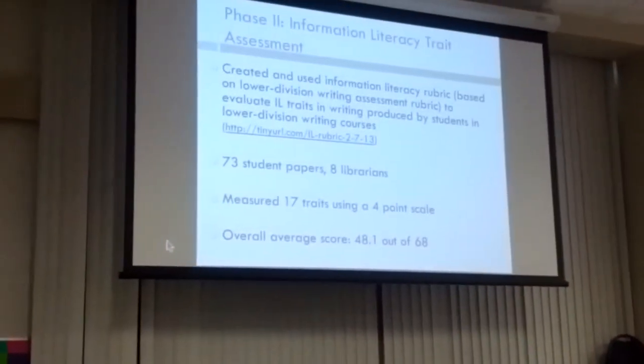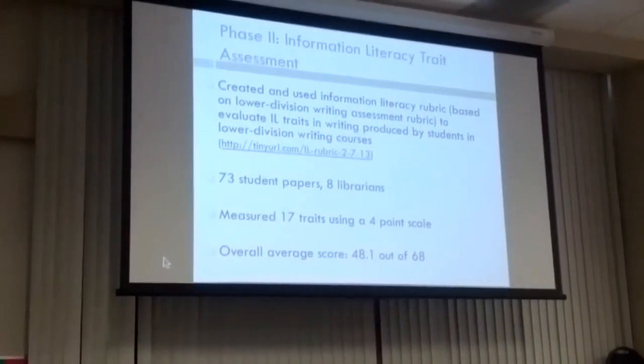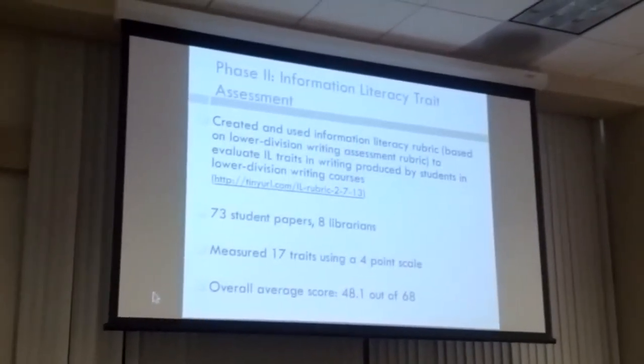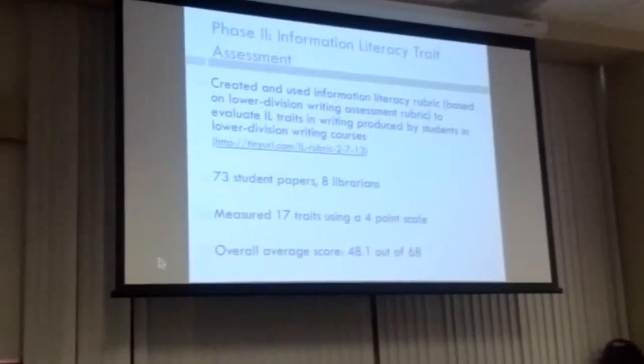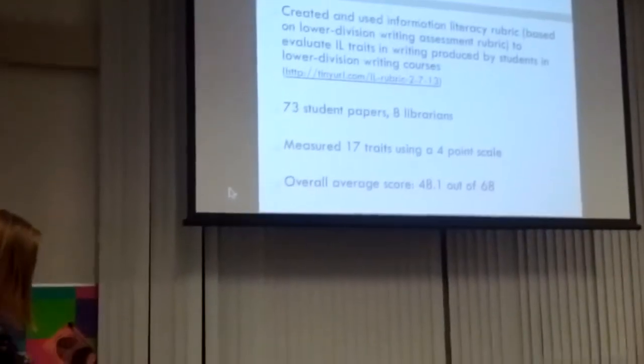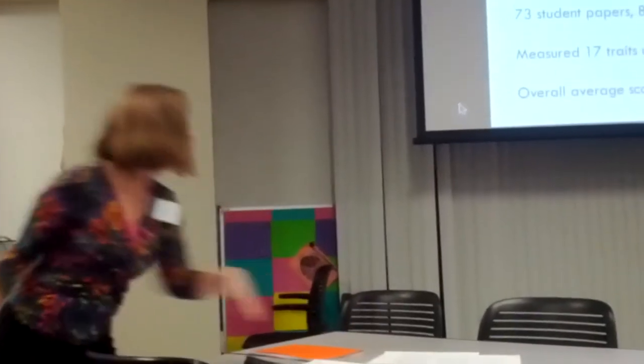The second part of our assessment was this information literacy trait assessment. This was really interesting and fascinating, and, like I said, eye-opening for the librarians. You have a copy of it: one of the sheets of paper that I gave you is an information literacy rubric. This is the rubric that we created. It was based on the writing assessment rubric, but we organized it by information literacy competency standards. There are 5 of them.